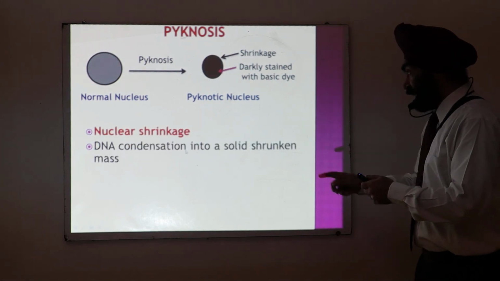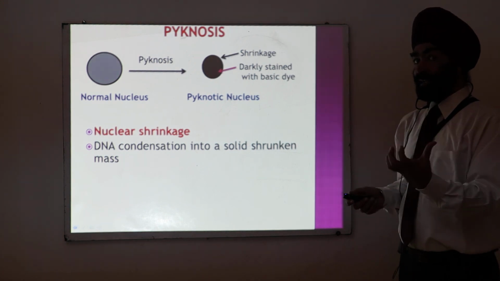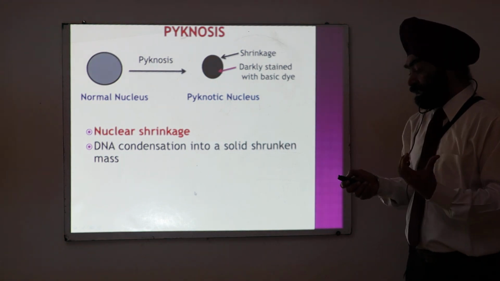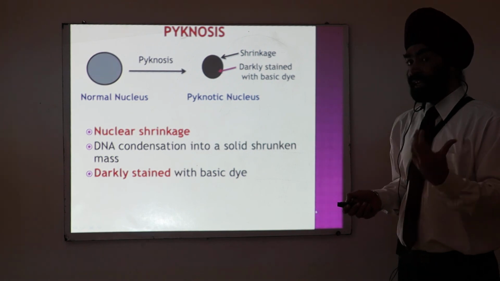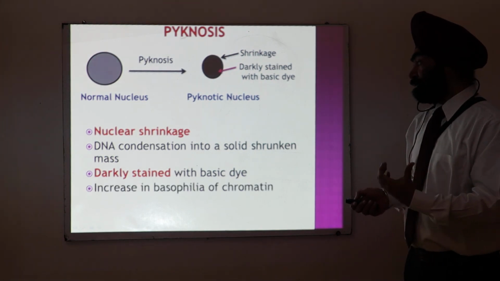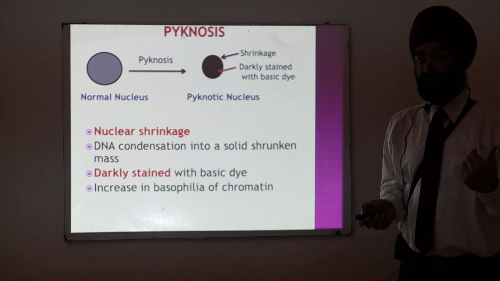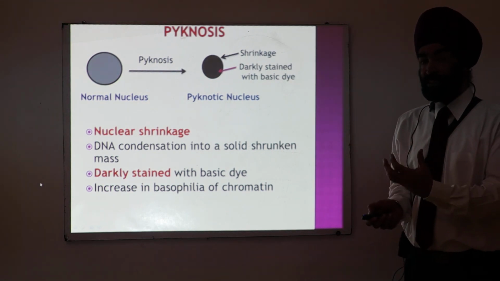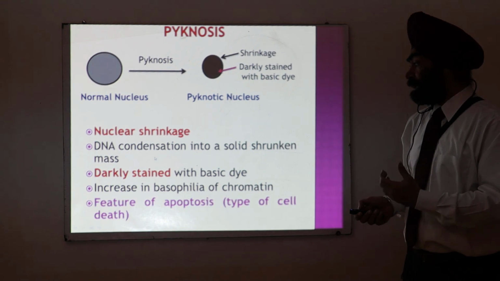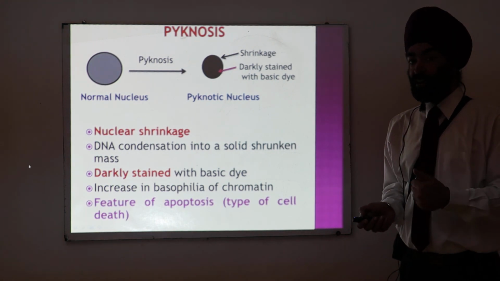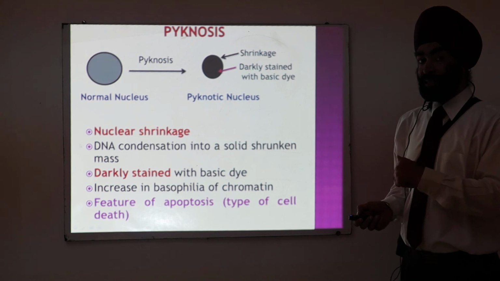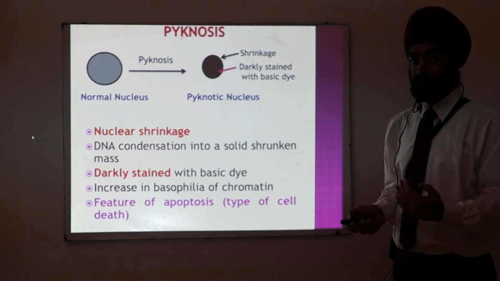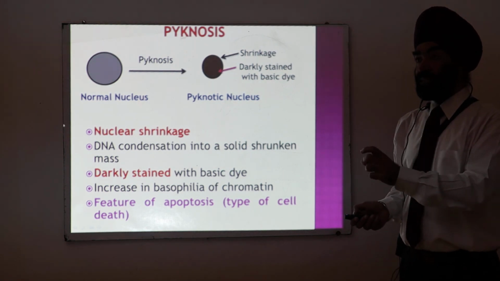There is shrinkage of the nucleus. DNA is condensed into a solid shrunken mass, and there is dark staining with the basic dye. In the previous one I said fading, but in this condition there is an increase in basophilia of the chromatin. This is a feature of pycnosis. And remember, pycnosis is typically found in apoptosis. I will discuss in the next lecture what apoptosis is. But remember, in apoptosis there is pycnosis.